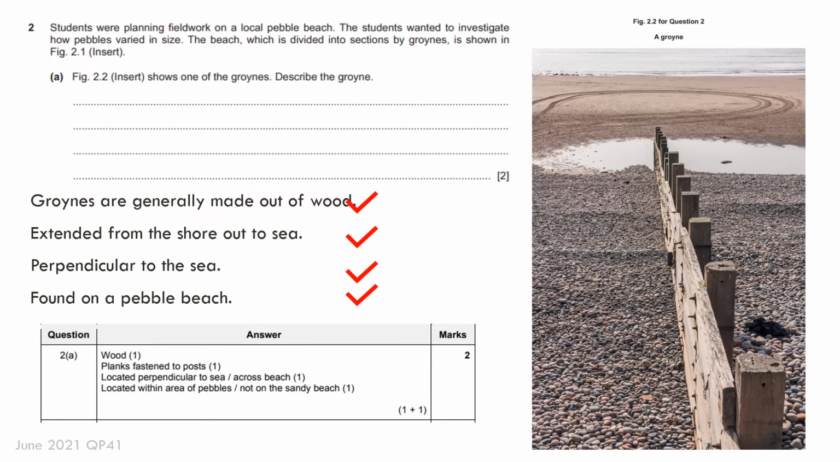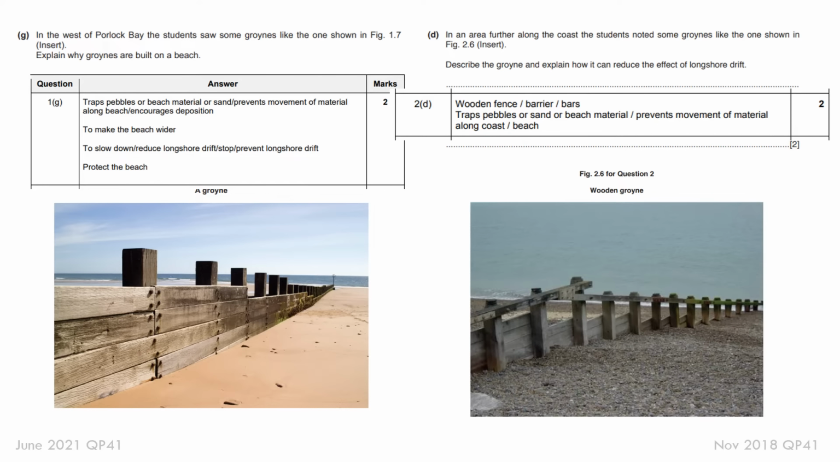So moving on. Other questions that come up as well: explain why groins are built on the beach, describe the groin, and explain how it can reduce the effects of longshore drift. So again, I've just left this on your screen. Pause, make sure you add these points into your notes, because it's really important: as you can see on the screens, this has appeared multiple times as a method that is often used in a coastal investigation.